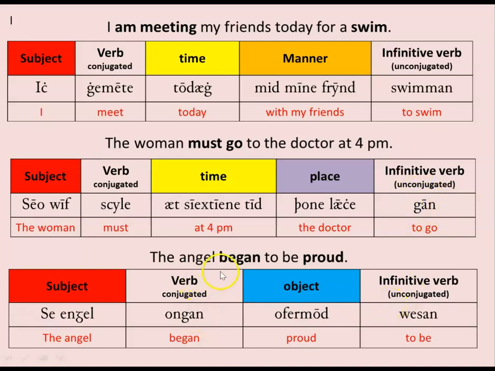Next one. The angel began to be proud. Se angel ongan overmod wezan. The angel began proud to be. Overmod is proud. Wezan, to be. Now, the first verb, began, ongan, goes in here. That's its conjugated form we're talking about here, ongan.